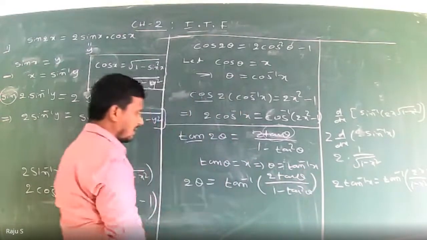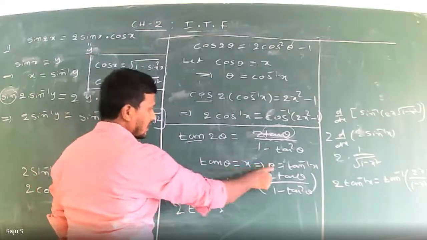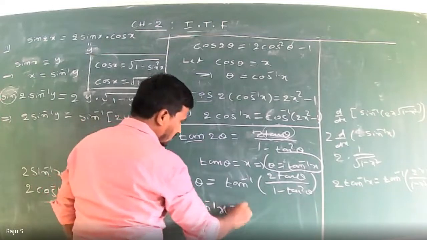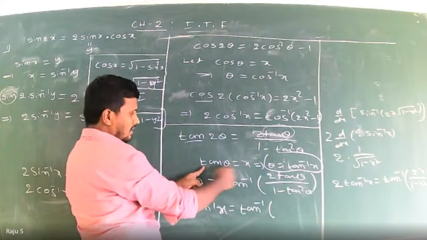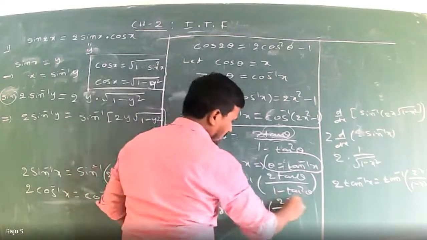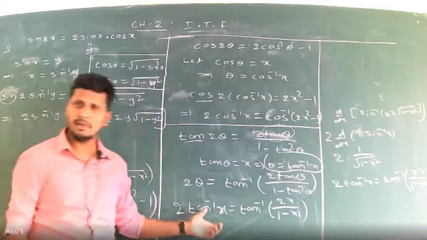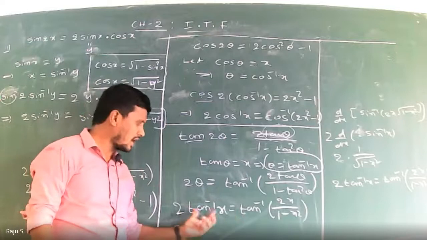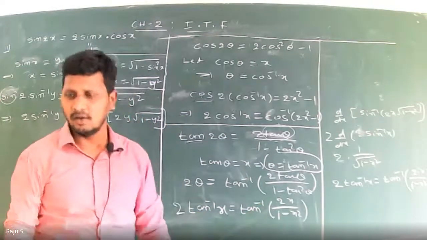Now we can replace the values. So 2 tan inverse theta value, meaning theta value is tan inverse x, so 2 tan inverse x is equal to tan inverse of, so what is tan theta? Tan theta I am taking as x, so 2x by 1 minus x square. Easy. Okay, so 2 tan inverse x formula is tan inverse of 2x by 1 minus x square.